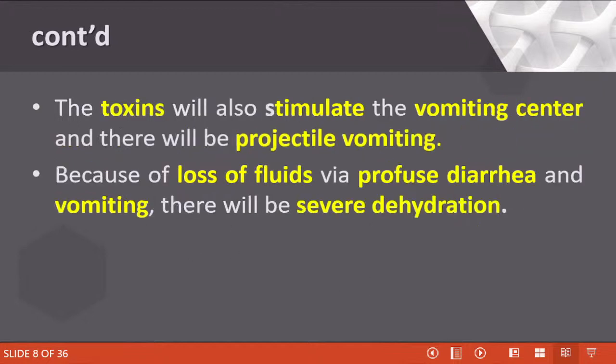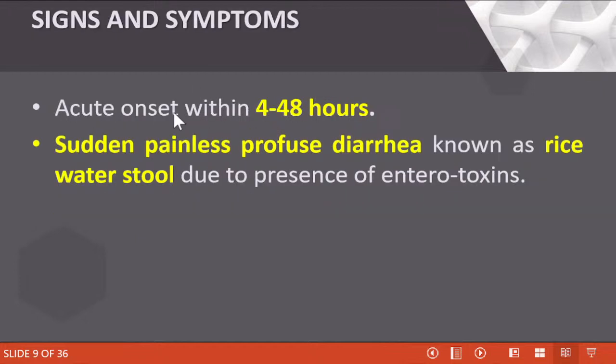Great. So now, the toxins will also stimulate the vomiting center in the brain, and there will be projectile vomiting. Because of loss of fluids via profuse diarrhea and vomiting, there will be severe dehydration. So in our pathophysiology, we're outlining what happens and where the symptoms come from. We proceed. What are the signs and symptoms?